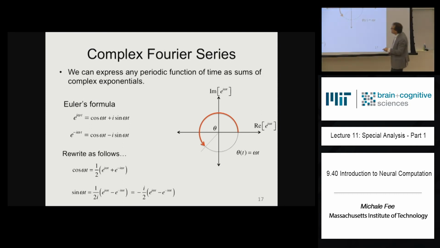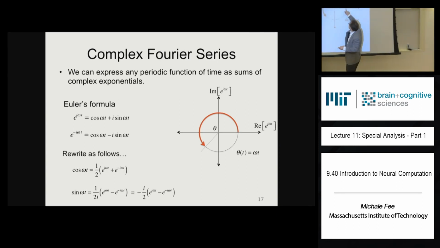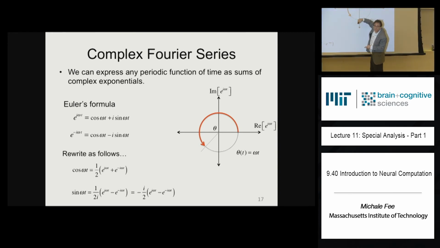So we can represent a cosine as a complex exponential with a positive frequency, meaning that it's a complex number that goes around this direction, plus another function where the complex number is going around in this direction. So positive frequencies mean as time increases, this complex number is going around the unit circle in this direction. Negative frequencies mean the complex number is going around in this direction.